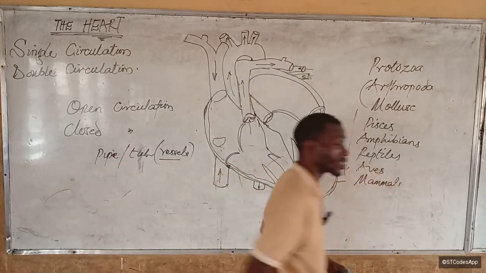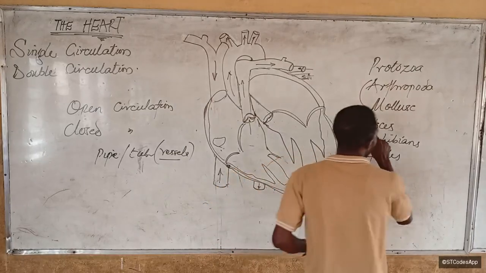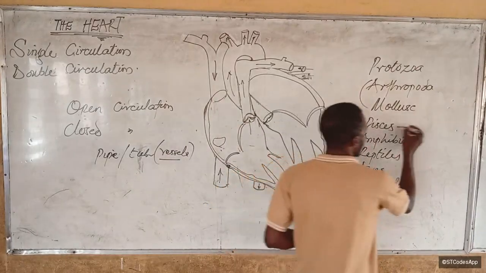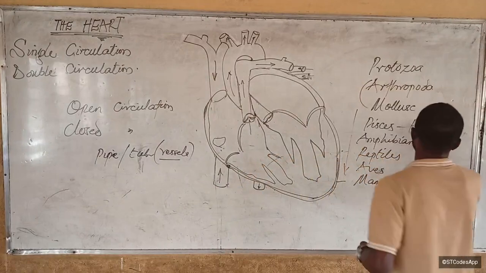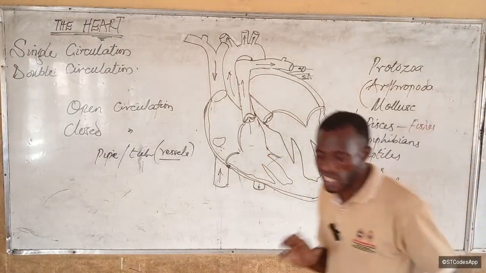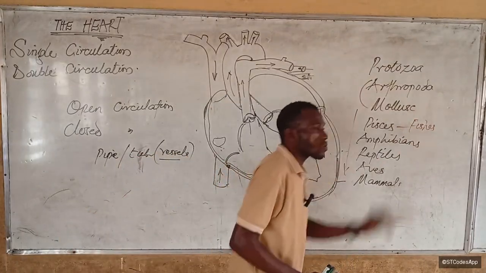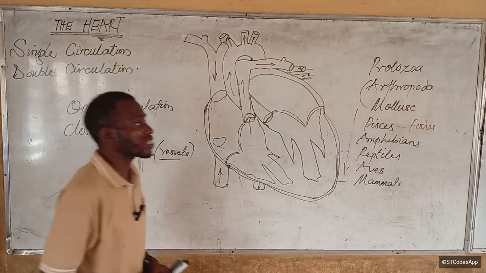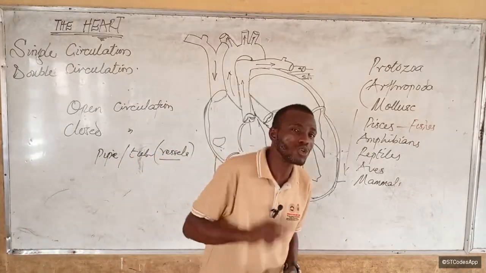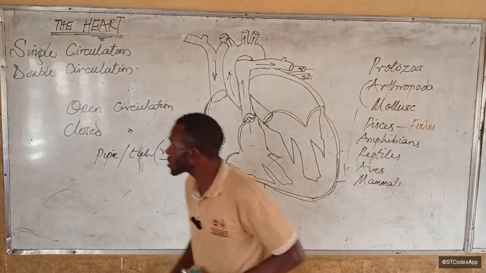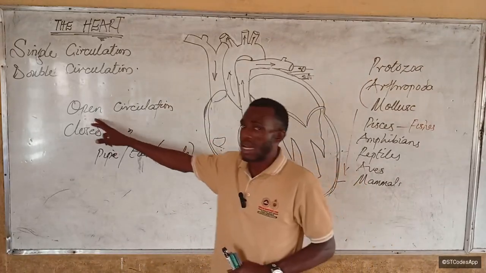Now, of circulation rather. In Pisces, which are basically fishes, we see a different type of closed circulation. In fishes, we see what we call the single circulation.